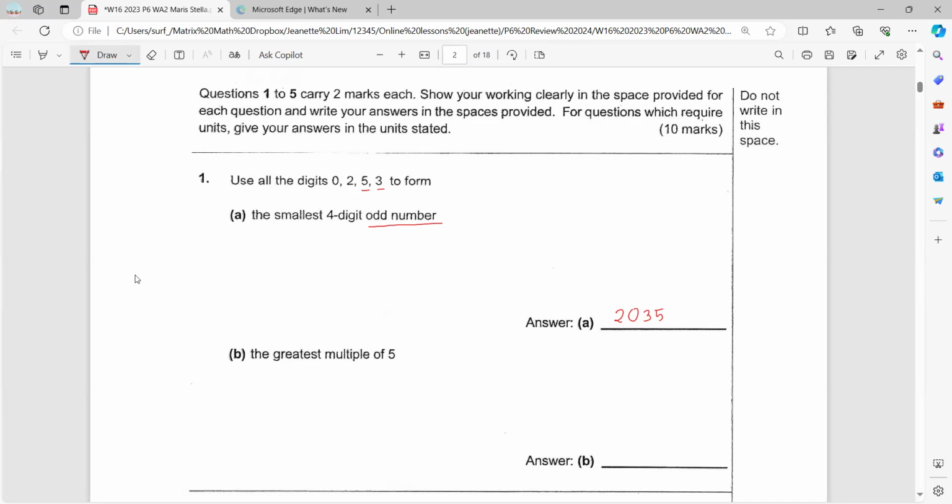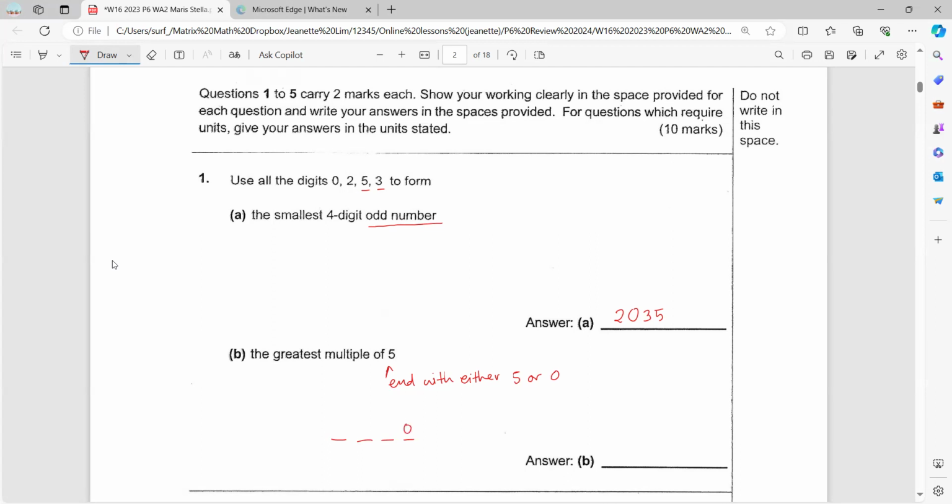1b, the greatest multiple of 5. So if it's a multiple of 5, it will end with either a 5 or 0. Okay, all multiples of 5 will either end with a 5 or a 0. So since we want the greatest, your last number will definitely be the smallest, which is 0.